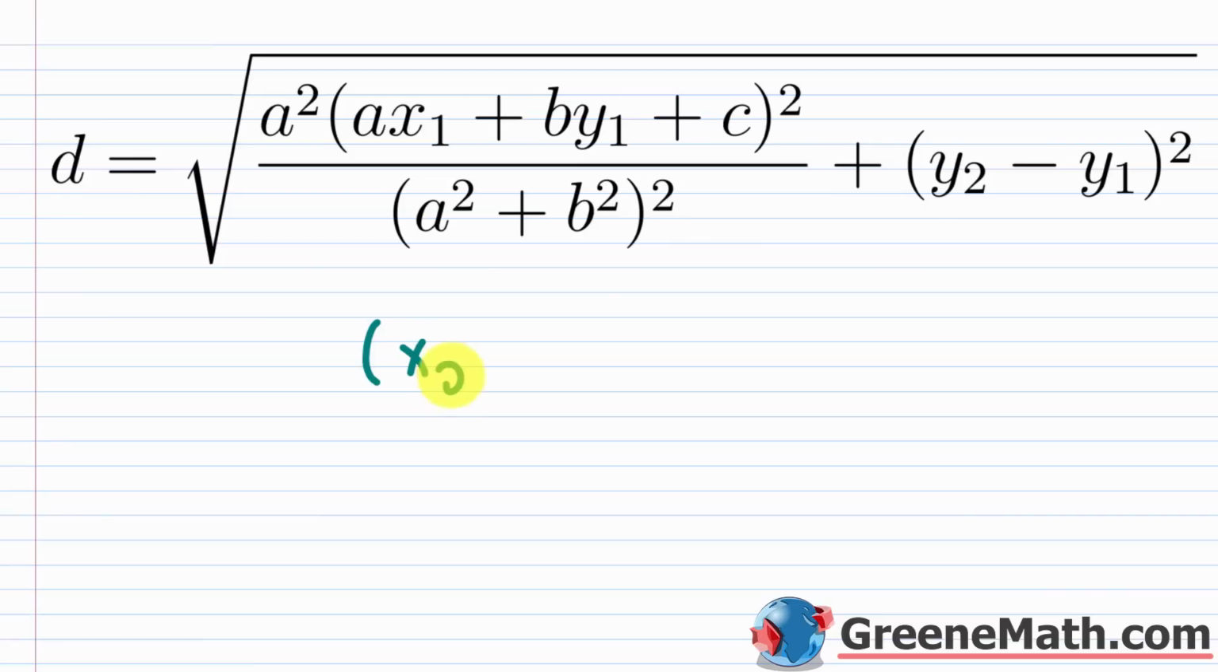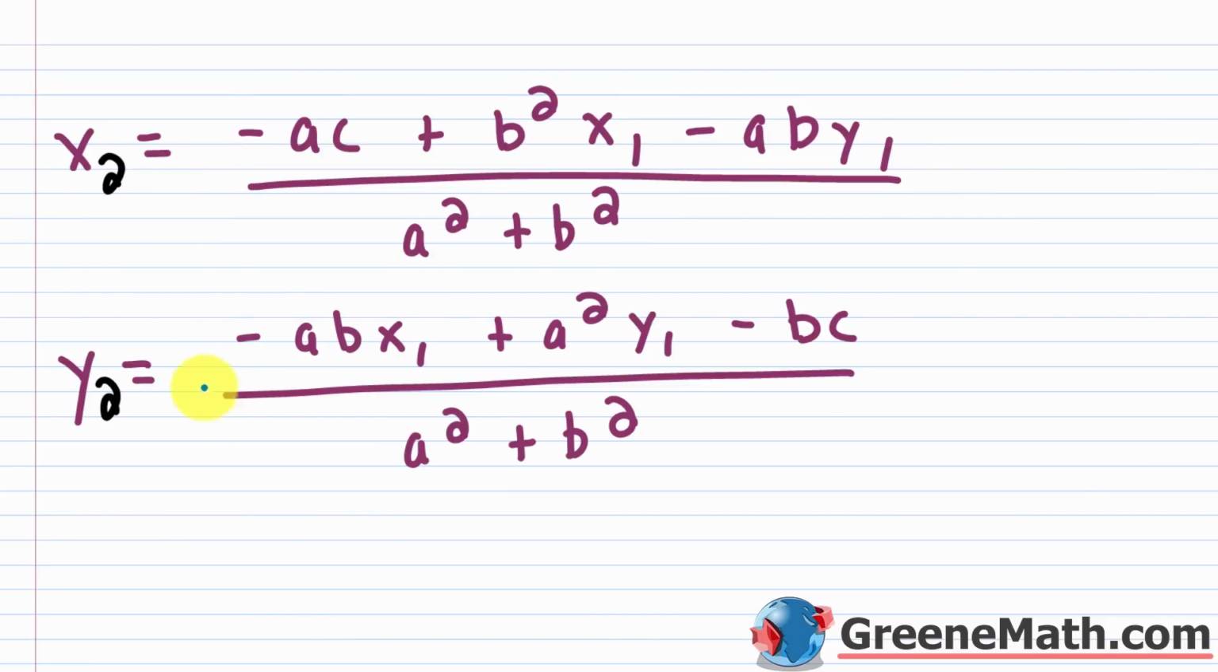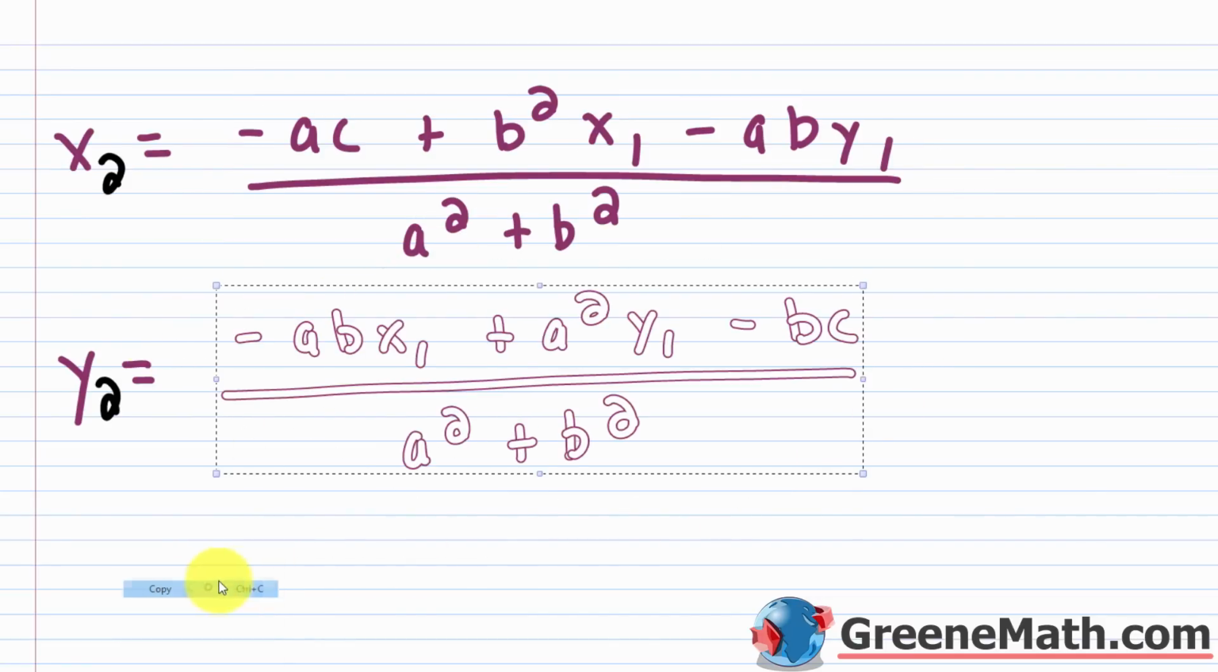Remember, this was x sub 2 minus x sub 1 quantity squared. We want to do the same thing for this guy over here. So y sub 2 minus y sub 1 quantity squared. I'm going to go up and grab my y sub 2. So let's get that real quick.